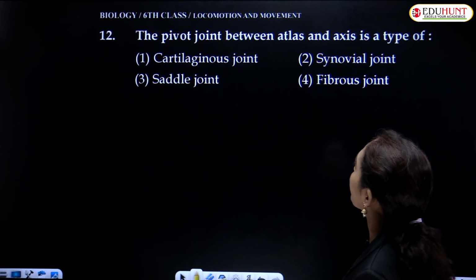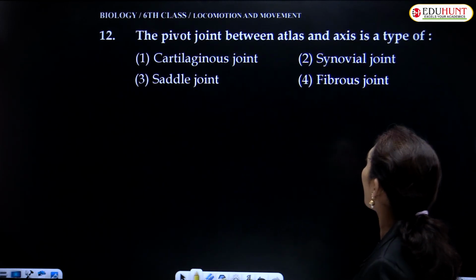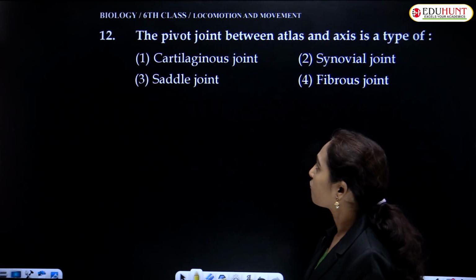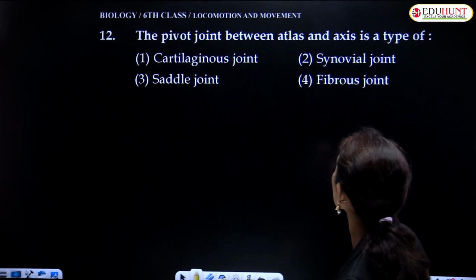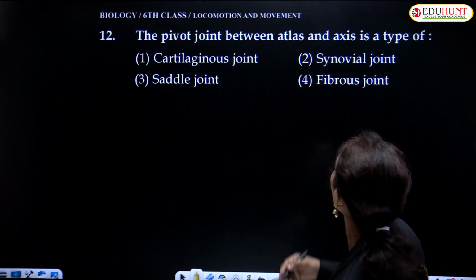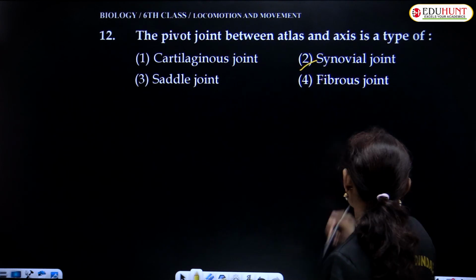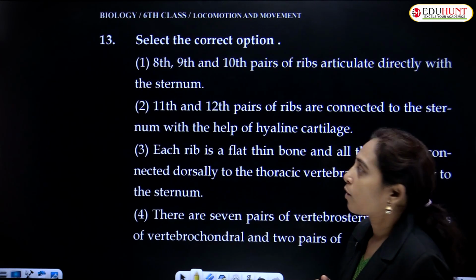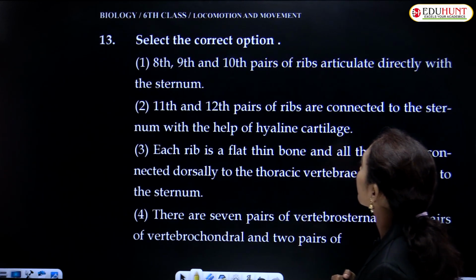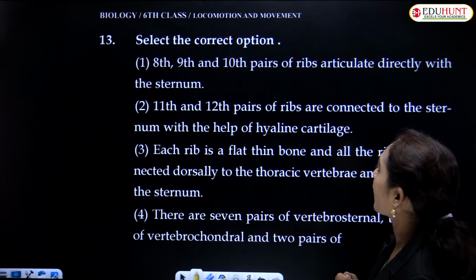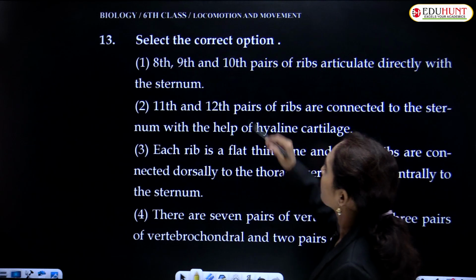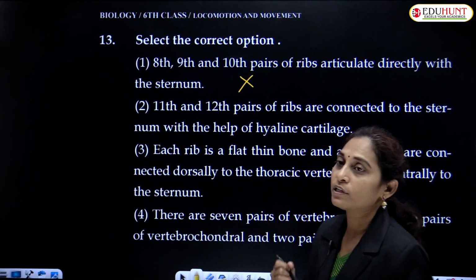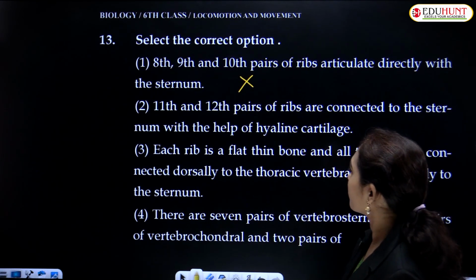The pivot joint between atlas and axis is a type of what kind of joint? It is a synovial joint as it facilitates movement. Select the correct option. 8th, 9th and 10th pairs of ribs articulate directly with the sternum. No, they are attached to the 7th ribs.